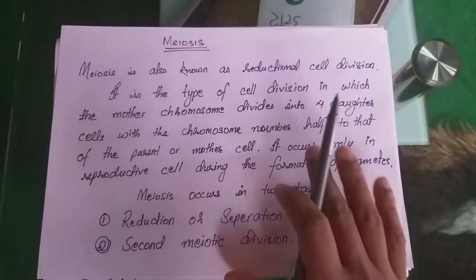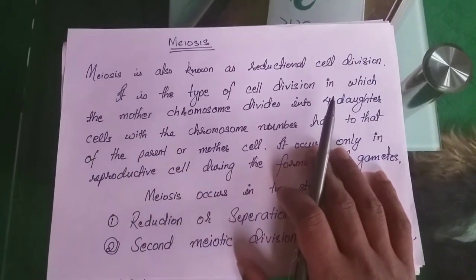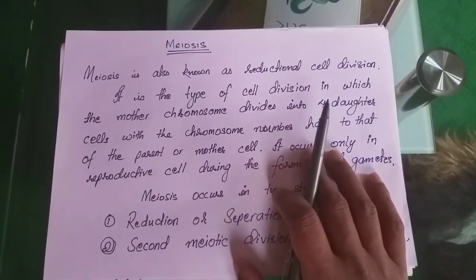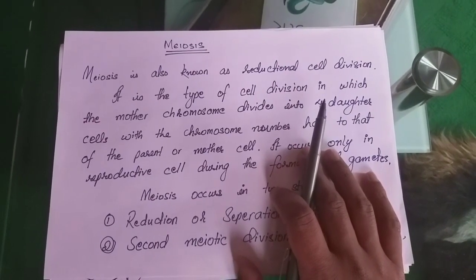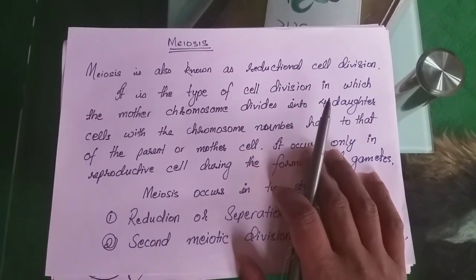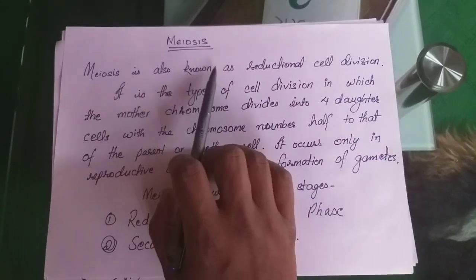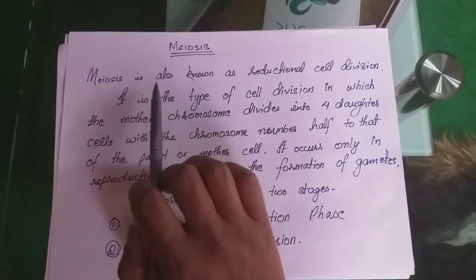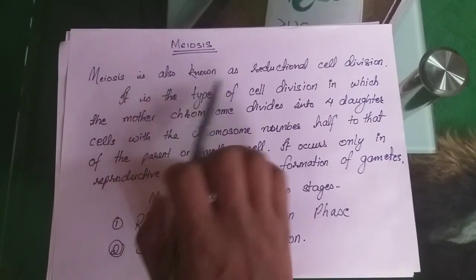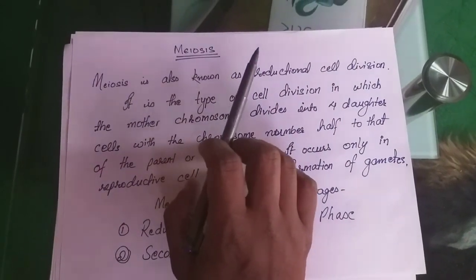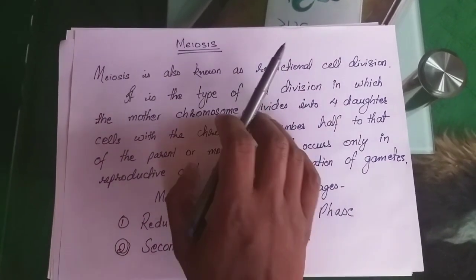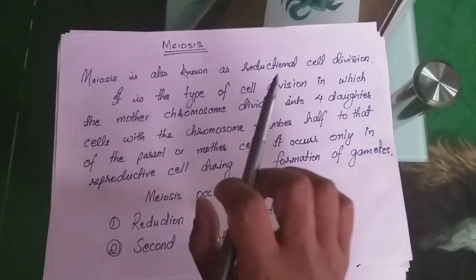So last time we talked about mitosis. Today we will talk about meiosis. So let's start. It is also known as reductional cell division. Why is it known as reductional cell division? We will talk about that later.